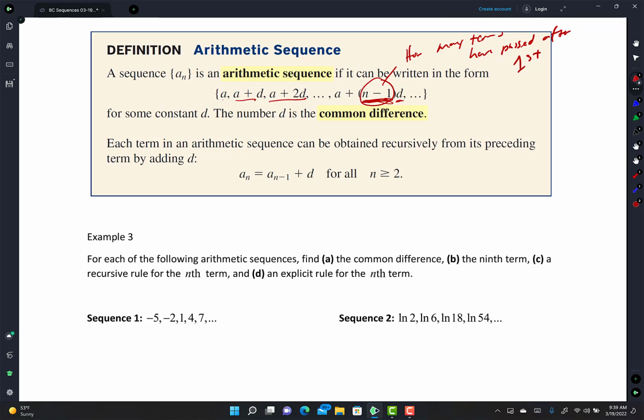Like, this is my first term, right? So let's think. This is my second term. Notice there's a 2 there. This is my third term. Notice there's a 2 there. So 3 minus 1 is 2, because 2 terms have passed since the first one, for the third one. Does that make sense? Okay.